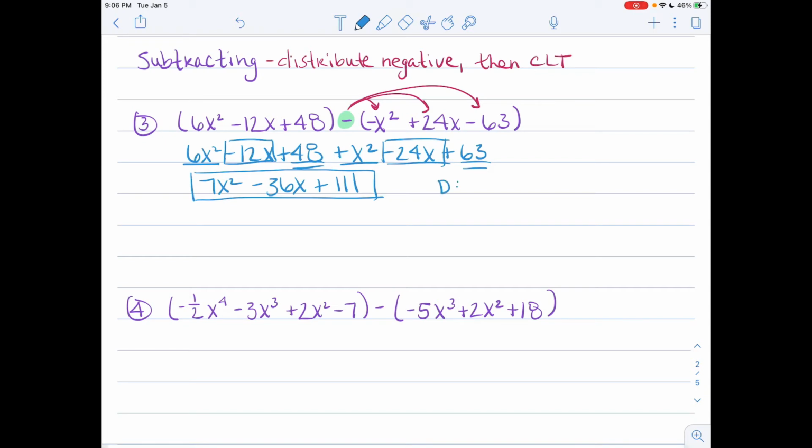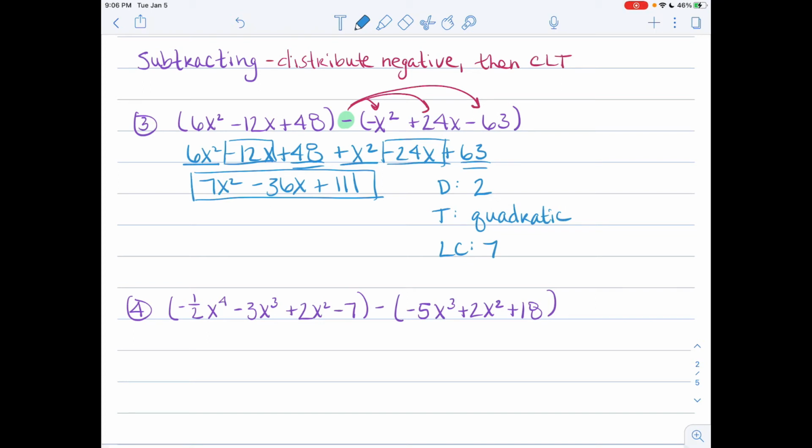Again, let's identify degree, type, and our leading coefficient. So degree is 2 because I see a 2 as my biggest exponent. Based on that, our type is quadratic, and our leading coefficient is that 7.